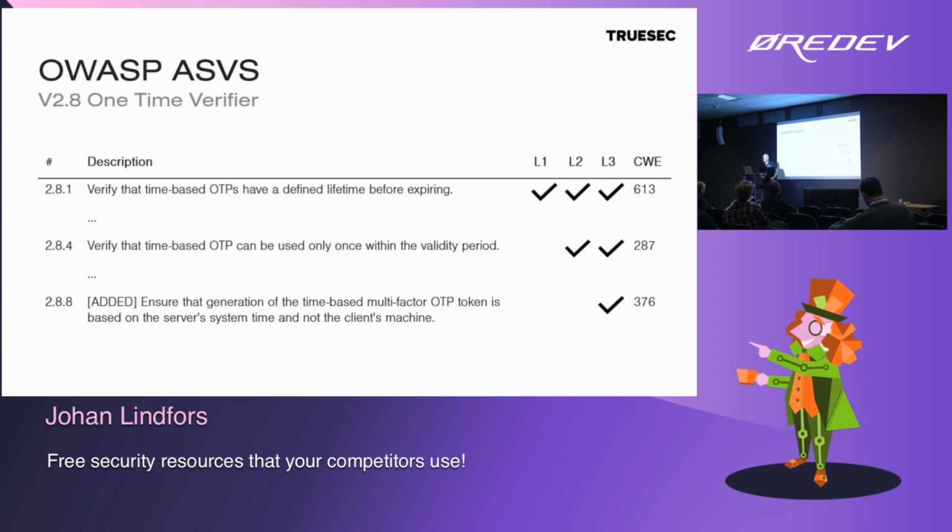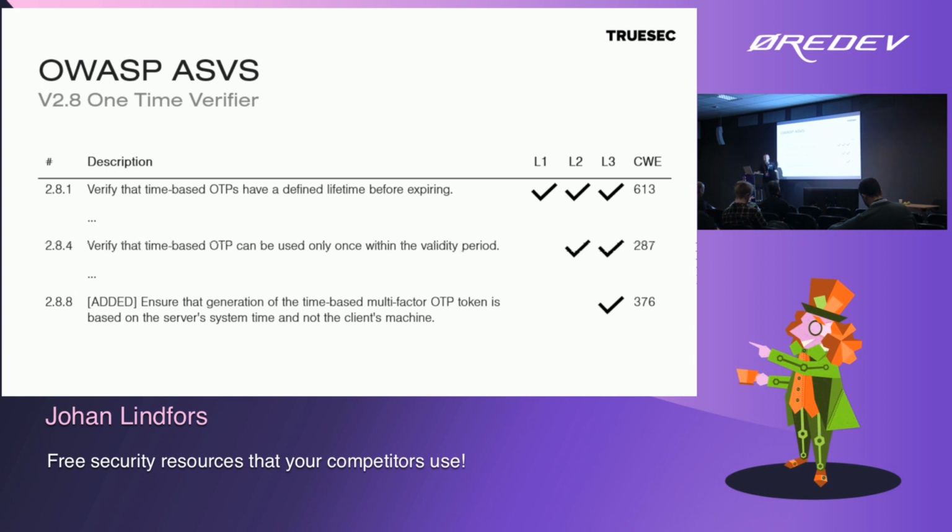It's okay, still kind of easy to implement. It's a bit more cumbersome. But if you want to adhere then to level 3, you also have to ensure that the generation of these OTPs is actually based on the server system's time, not the client, because then you can do some interesting attacks if it's based on the client's machine. So that's harder to implement, possibly.